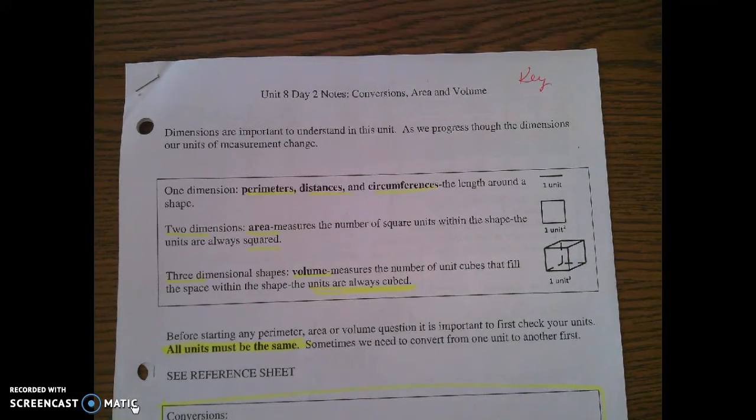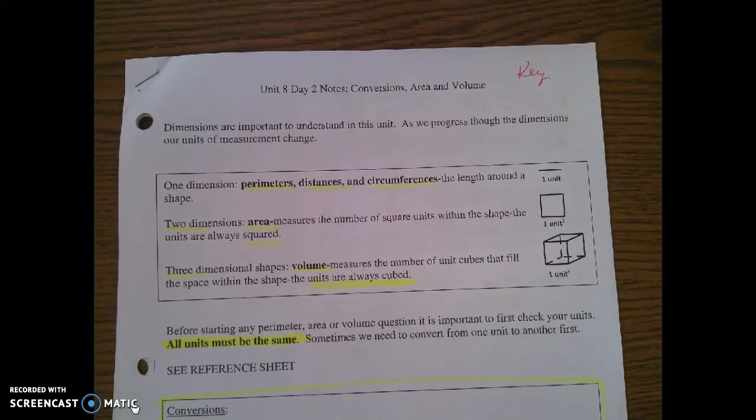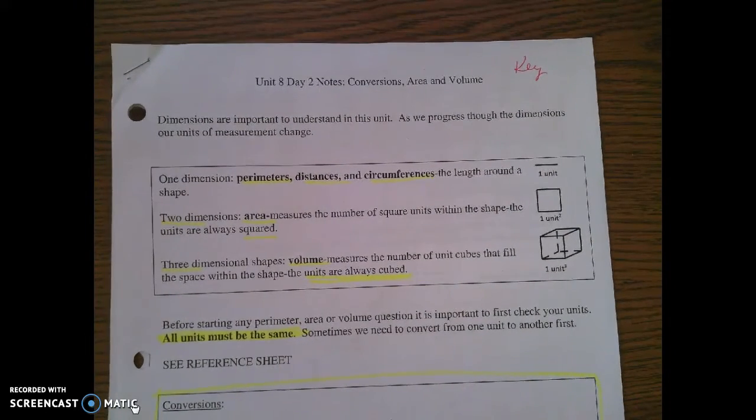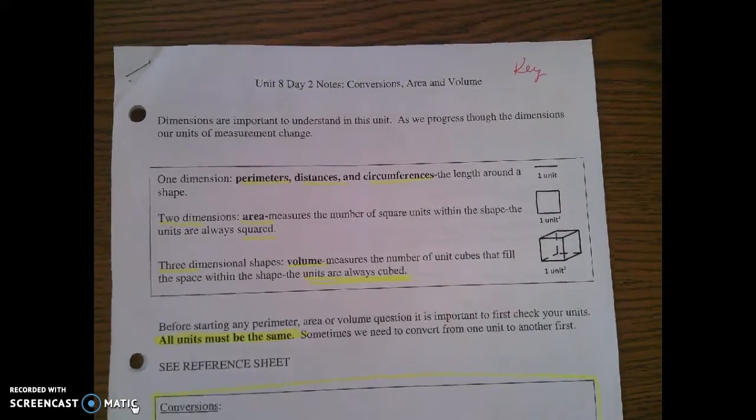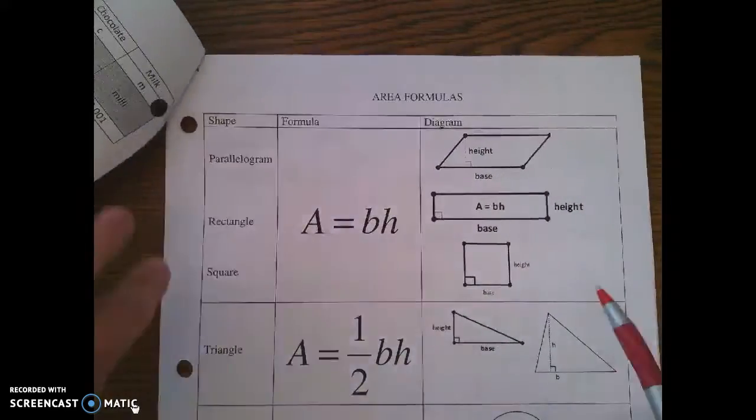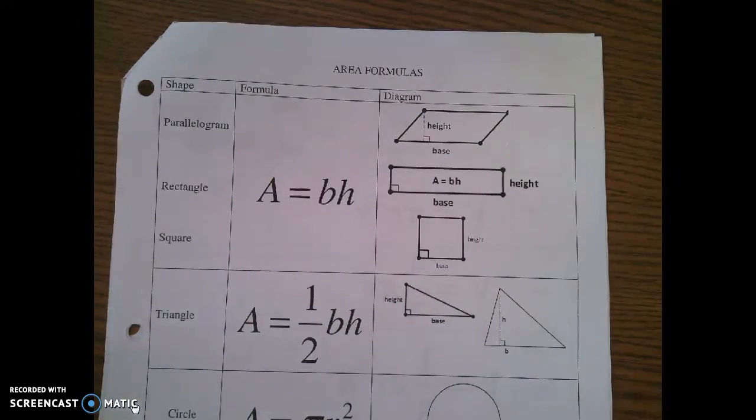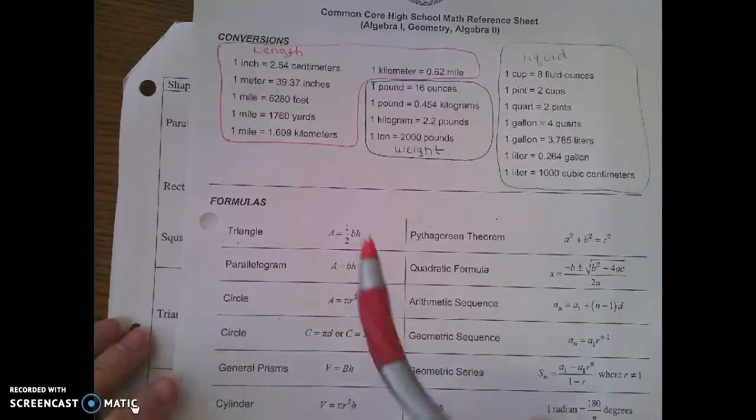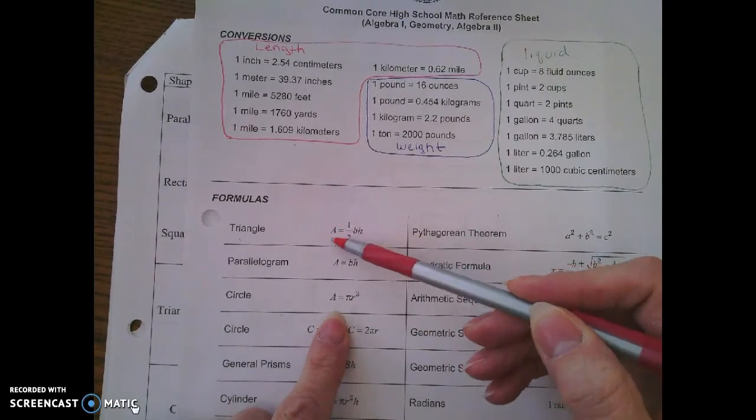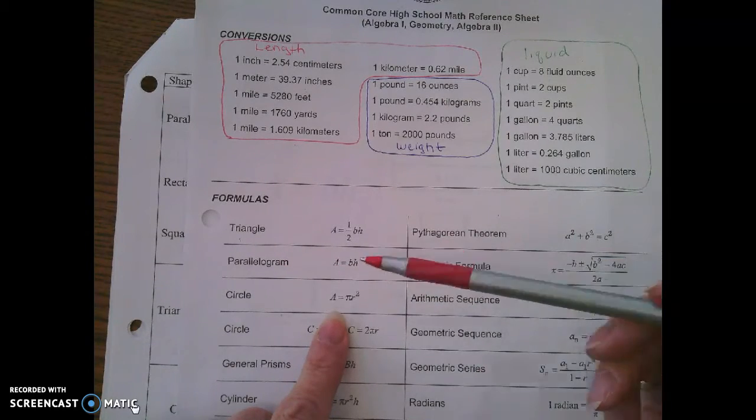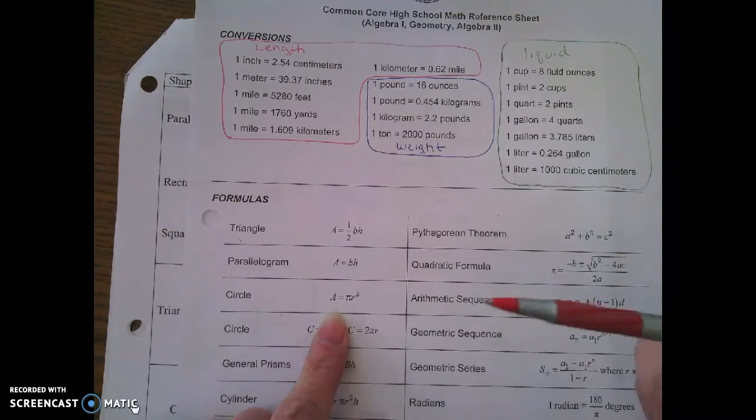We are working on day 2 notes from Unit 8 about volume and area and conversions. So we did all this already in the day 1 video. Now for day 2, or part 2 of this, we are going to go to this page and look at the area formulas. On your reference sheet, there are 3 area formulas. They are the ones that start with A. So you have triangle, parallelogram, and circle. But there are many other shapes other than these 3.